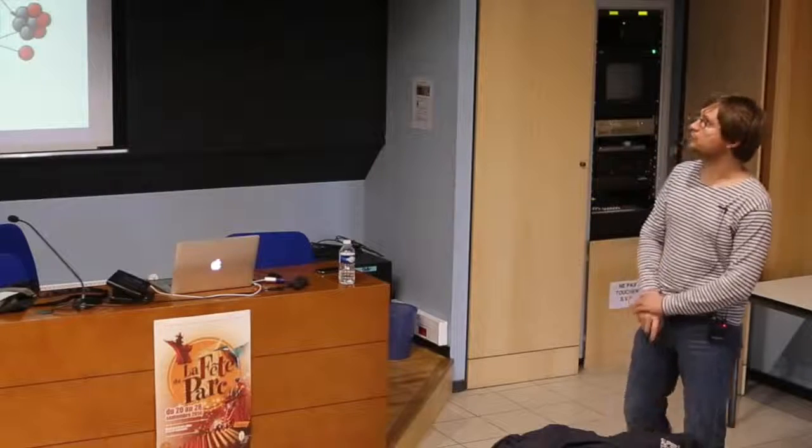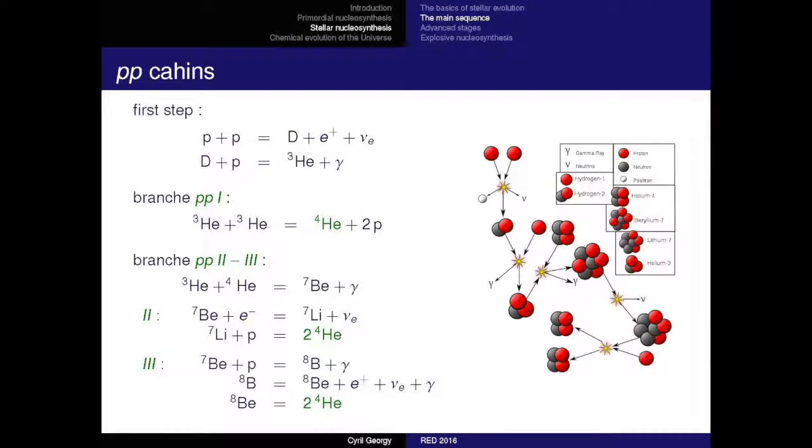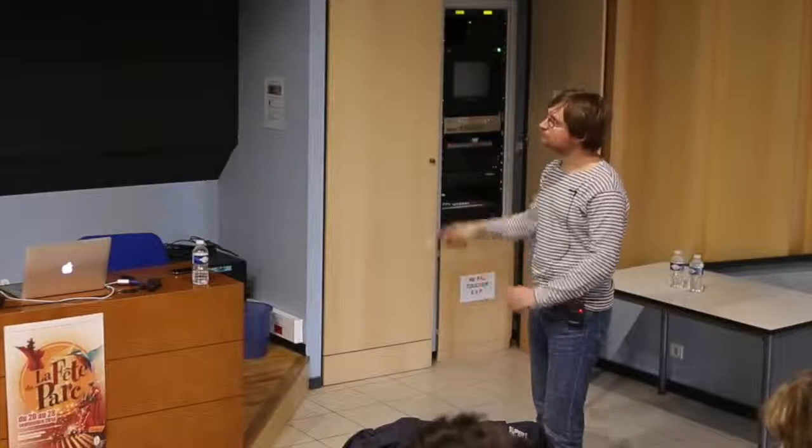So how do you burn hydrogen inside stars? You have mostly two channels. The first one is called the PP chains, and it basically starts with the protons that are found in the stellar gas. So the steps are the following. You take 2 protons to make some deuterium, emitting a positron.